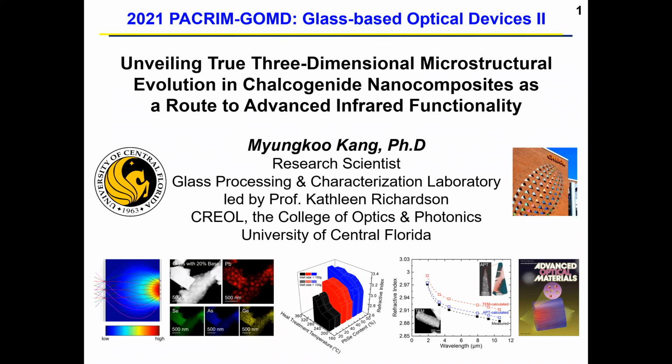I am a research scientist working with Professor Kathleen Richardson in the College of Optics and Photonics at the University of Central Florida. In this talk, I will be going through an exciting topic, which is how a combination of multi-component chalcogenide glass ceramic nanocomposite, post-thermal process, and 3D microstructural metrology method allows us to have gradient refractive index infrared media, which are alternative to flat optics.